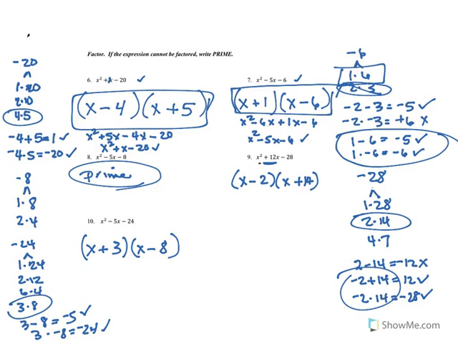So on this one, it's the 2 and the 14. So we should get negative 2 plus the 14 would give us the positive 12, and multiply to get the negative 28. So those are our factors there. And then on number 10, factors of negative 24 that'll give the negative 5, be a positive 3 and a negative 8. So x plus 3 times x minus 8. And that's factoring trinomials.